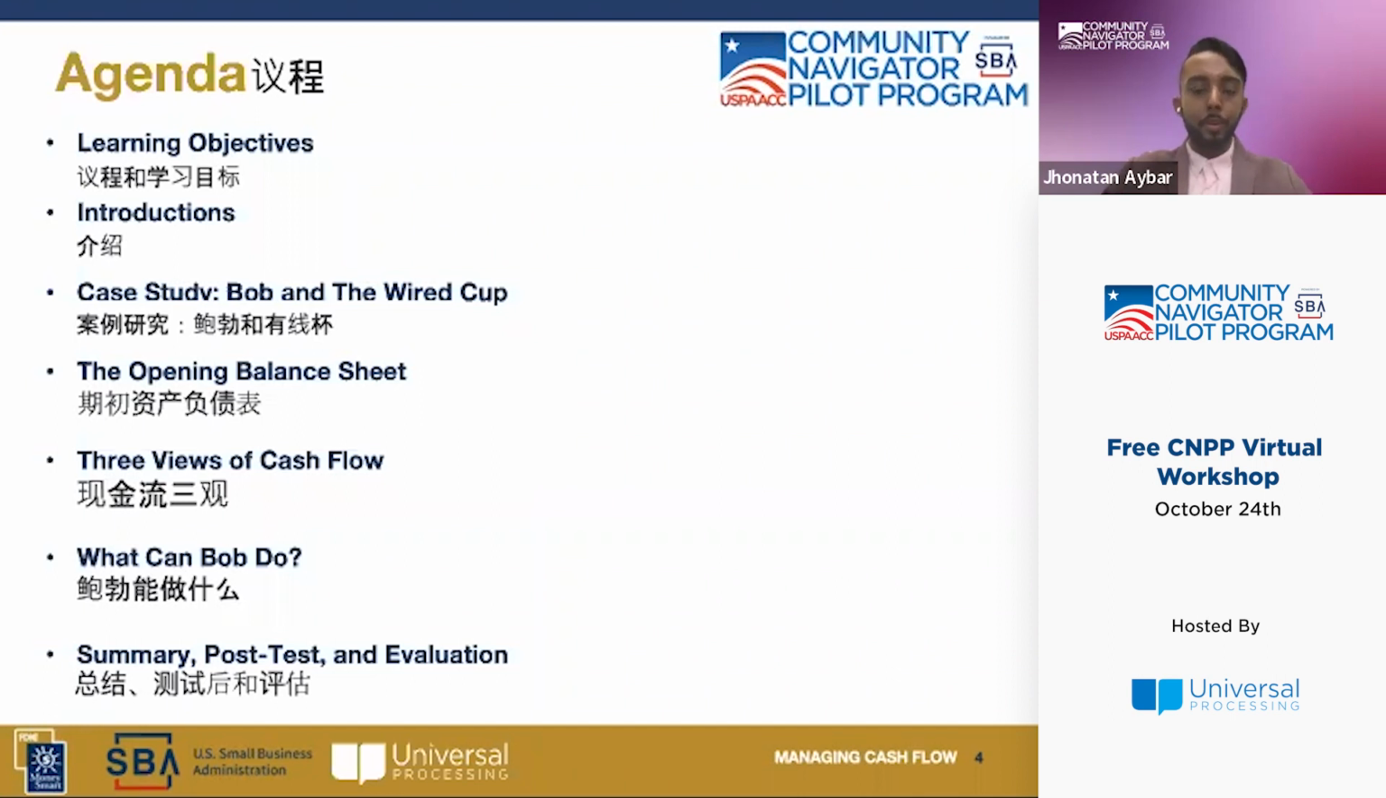It's super important that you are fully engaged and that you do the exercises with us, as at the end of this particular webinar, there will be an evaluation form that you are required to take so that we can assess and measure your learning attainment. The other topics include the 3 views of cash flow, what Bob can do, which is bought from the Wire Cup, and a couple of options that we will discuss based on the scenario given and provided. And then at the end, we will do a summary and post evaluation as mentioned.